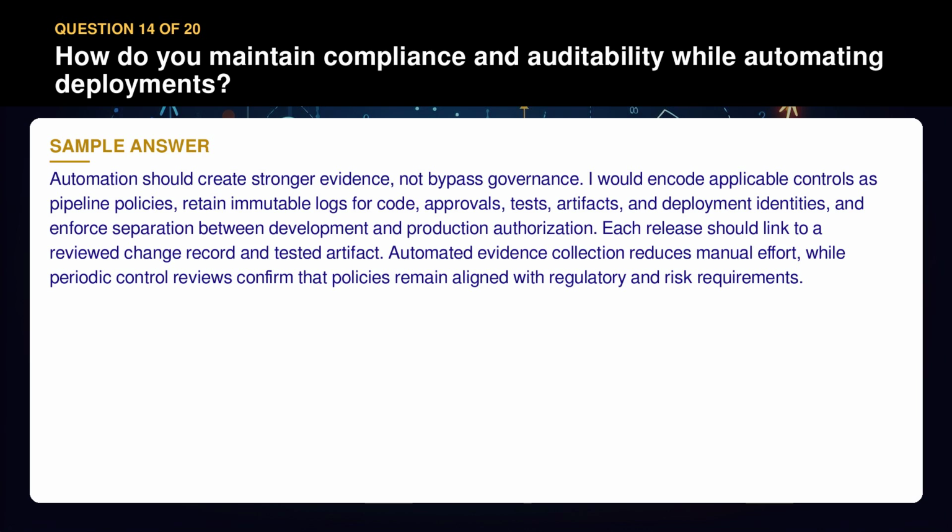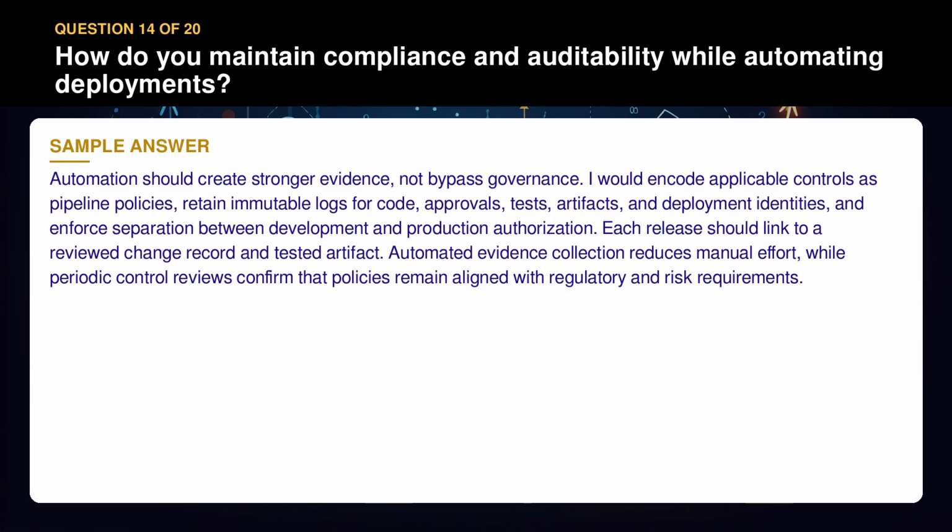Automation should create stronger evidence, not bypass governance. I would encode applicable controls as pipeline policies, retain immutable logs for code, approvals, tests, artifacts, and deployment identities, and enforce separation between development and production authorization. Each release should link to a reviewed change record and tested artifact.